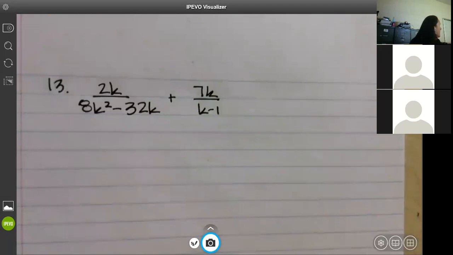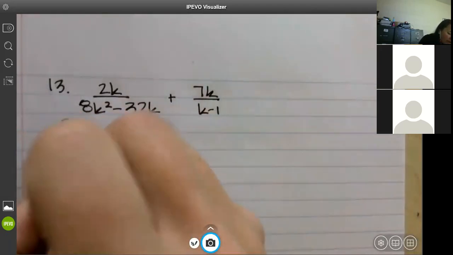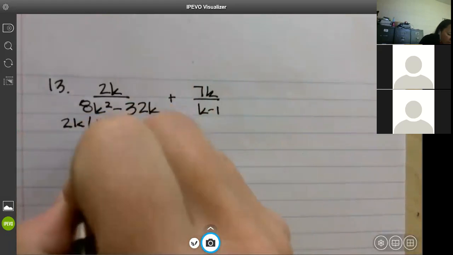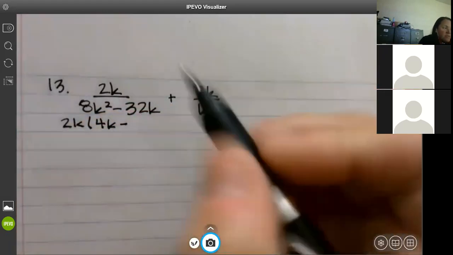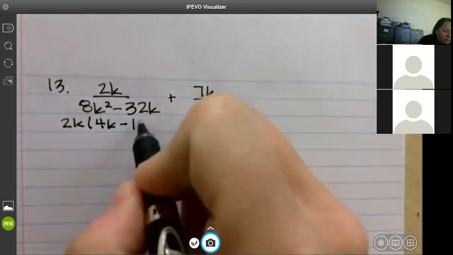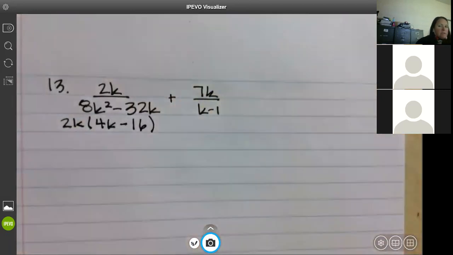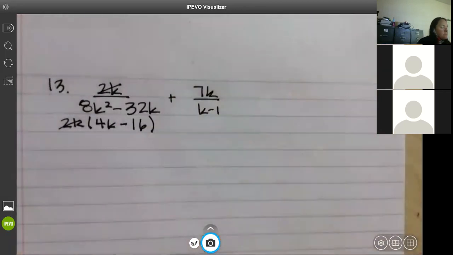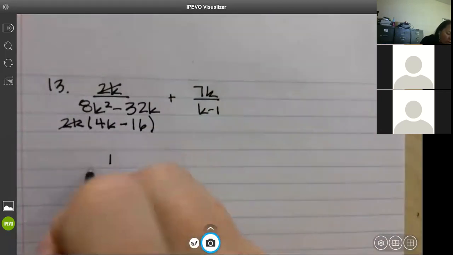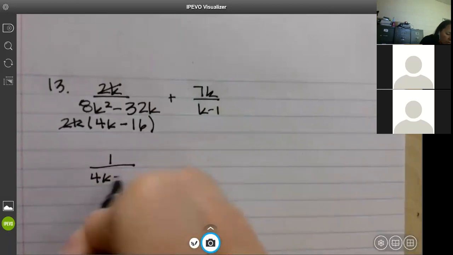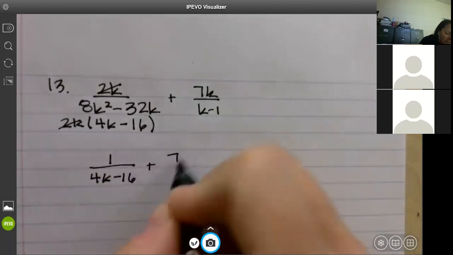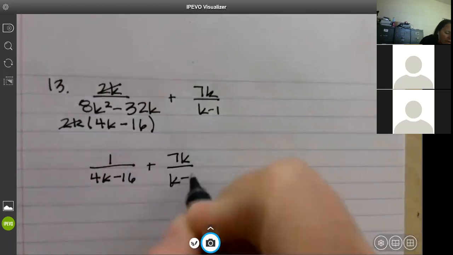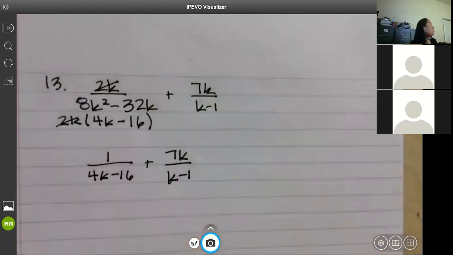Does everybody understand that? So I'm going to take a 2k out, which leaves me with 4k minus, what's 32 divided by 2? 16. Then these will cancel out. And I'm left with 1 over 4k minus 16, plus 7k over k minus 1. That just makes your multiplying a little bit smoother, okay? Not humongous numbers you got to look at.